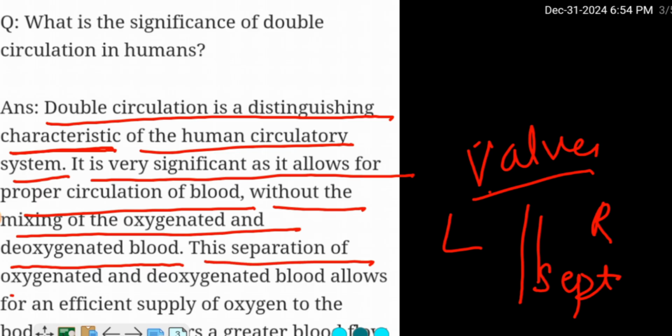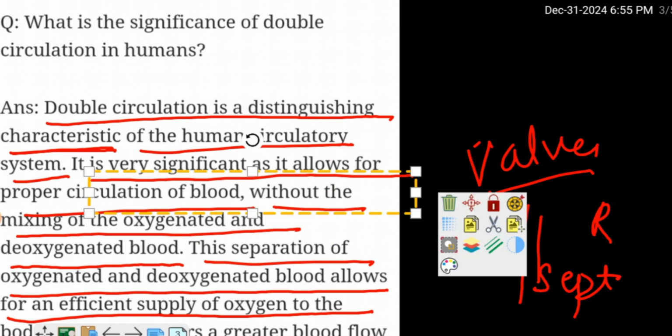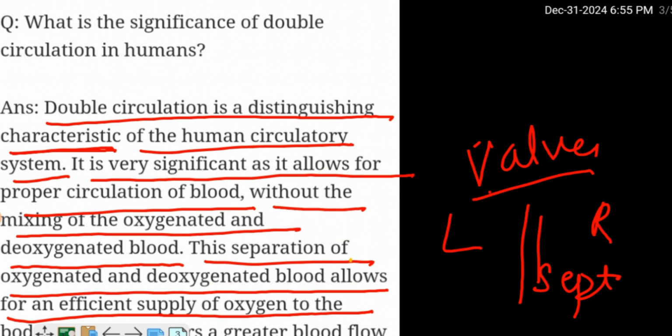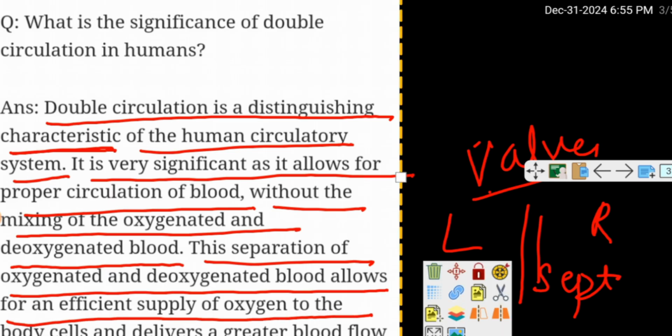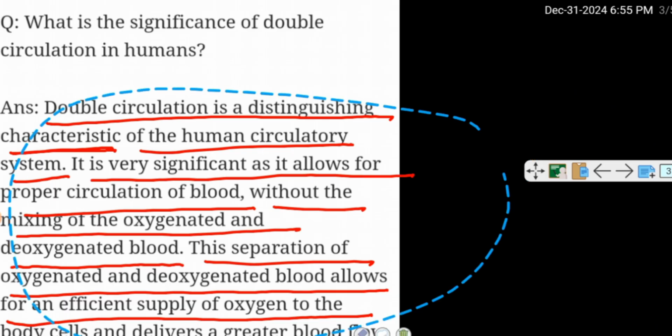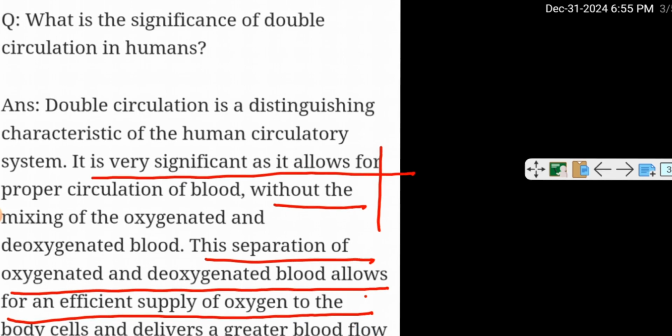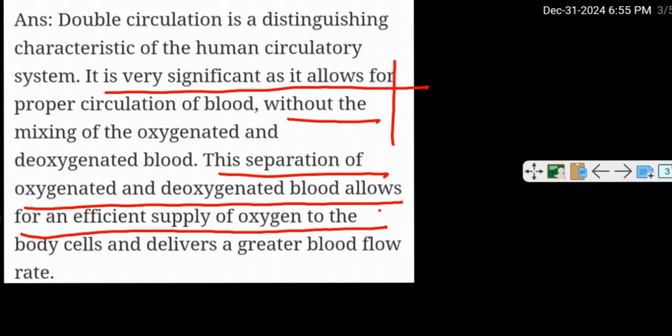This separation of oxygenated and deoxygenated blood allows for an efficient supply of oxygen, and moreover, to the body cells, and delivers a greater blood flow. Yes, so every cell in our body is receiving this blood, and this blood is not just oxygen carrying content, it's also carrying so many other things along with this, and we're making sure that all these are reaching every cell of our body.